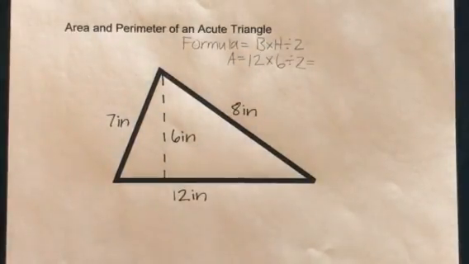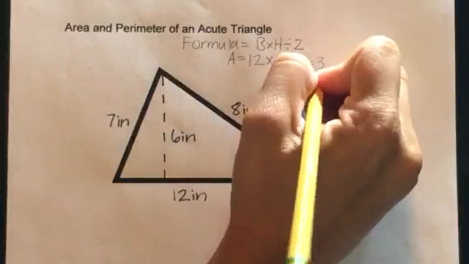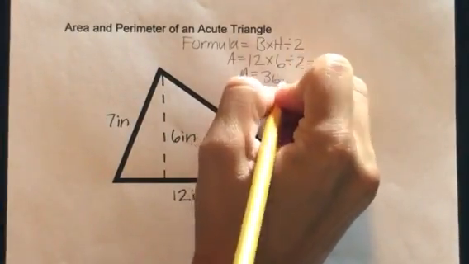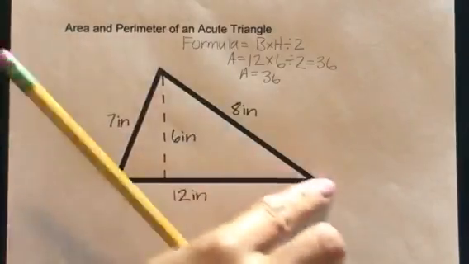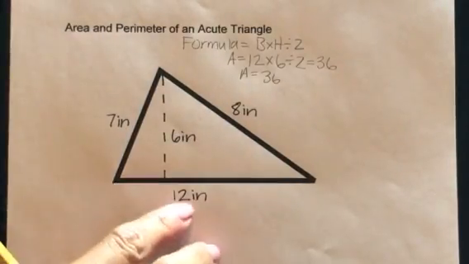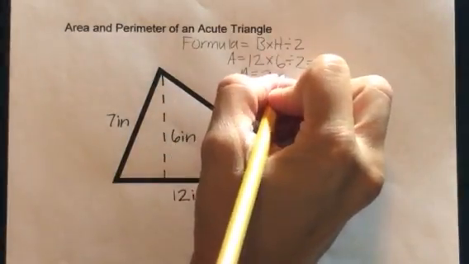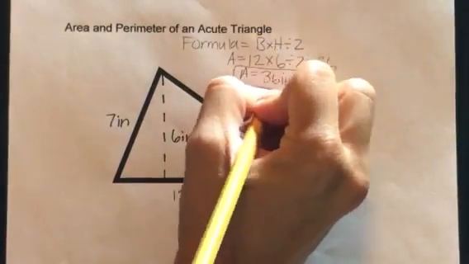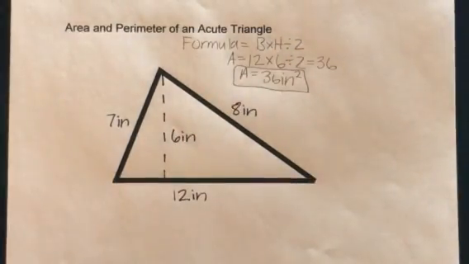And 12 times 6 divided by 2 is 36. So I now know that the area of this shape, or this acute triangle, is 36, and it needs a label, inches. Area is always squared. So I know the area is 36 square inches.